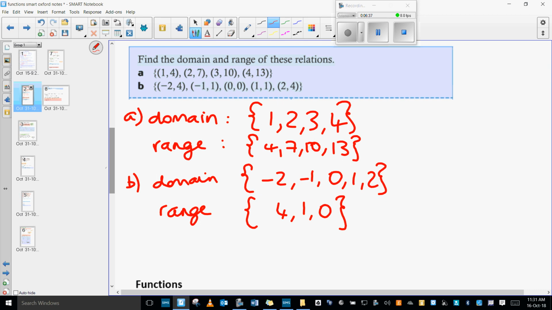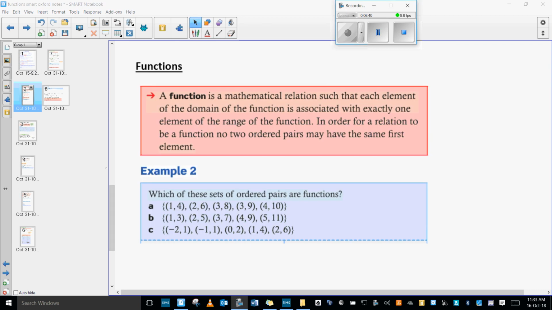Right, where did I stop? What is a function? A function is a relation such that each element of the domain is associated with exactly one element of the range. So in order for a relation to be a function, no two ordered pairs may have the same first element. Okay? So you can have the same second value, the same y value.